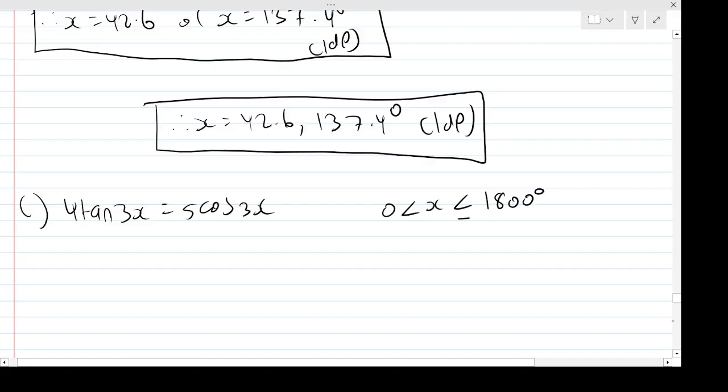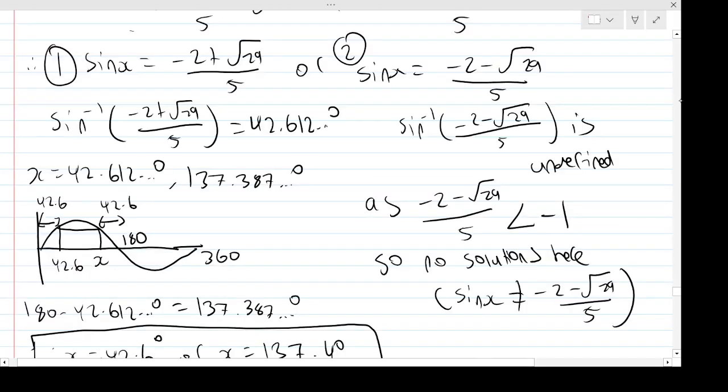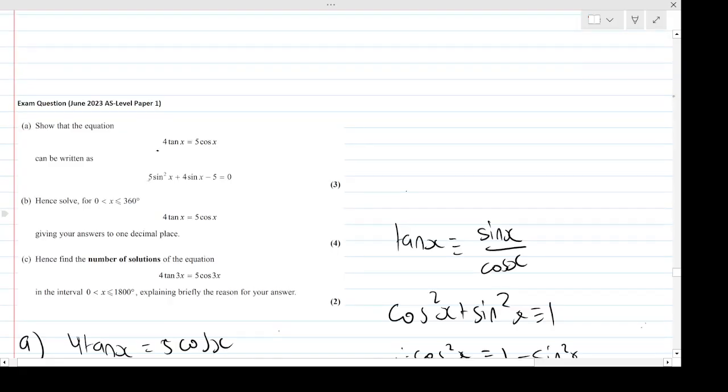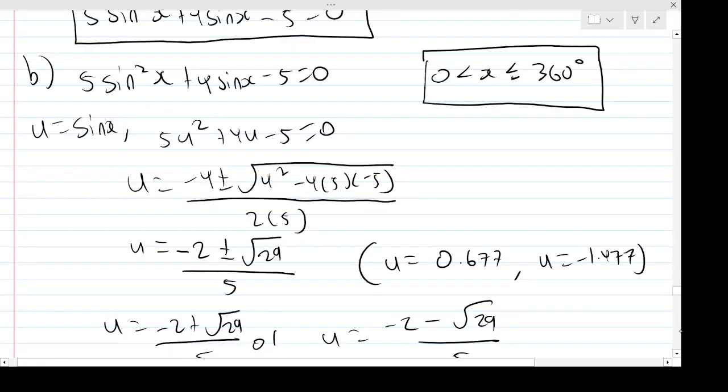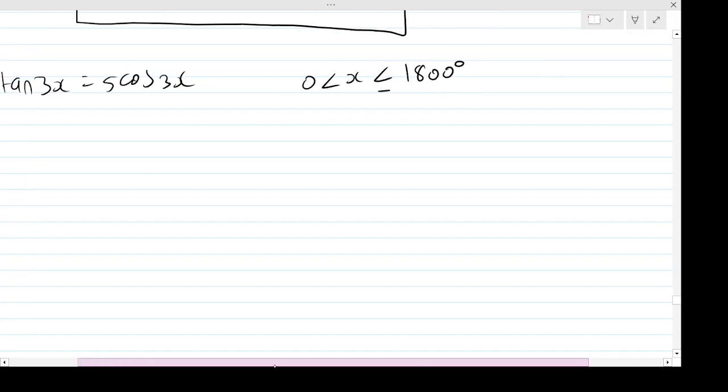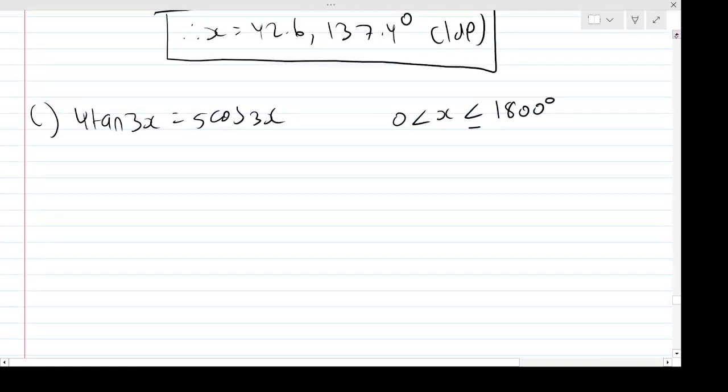Hopefully you recognise that's the same equation as what we got in part A. It's very similar. In part A, we had 4 tan x = 5 cos x. Now we have 4 tan 3x = 5 cos 3x. So all we need to do is replace the angle. Instead of x, we now have 3x. Everything else to do with solving the equation in part B would be the same. The only difference is we need to adjust for the fact we have 3x, not just x. So we can just use our equations in part B, but replace x with 3x.